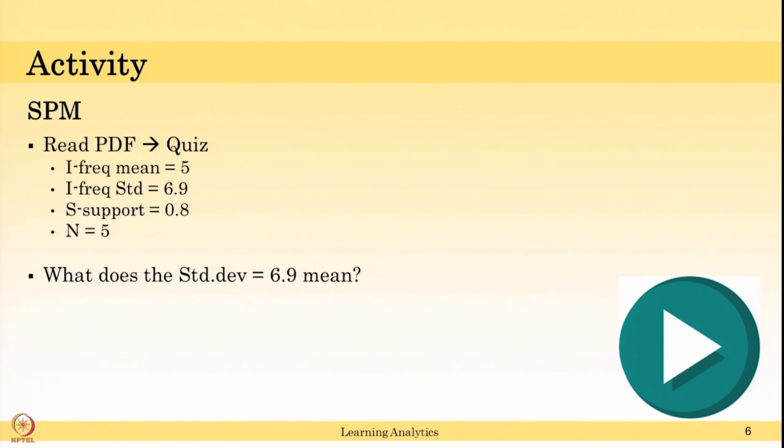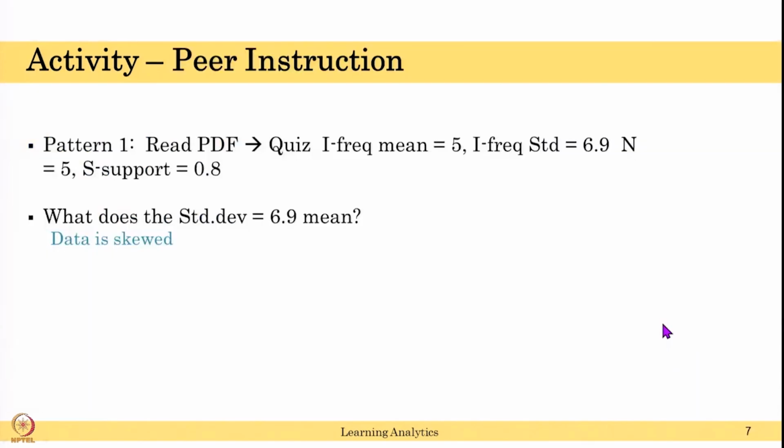Same metrics, and what does standard deviation 6.9 mean? Okay, we know the high frequency mean, but what does the 6.9 mean? Is it good, bad, what does this particular thing mean? Think about it. List down your answers, then resume the video to continue. It tells the data is skewed, because the mean is 5 and a standard deviation of 6.9 means the data is definitely skewed. What are the mean and standard deviation in a general plot?